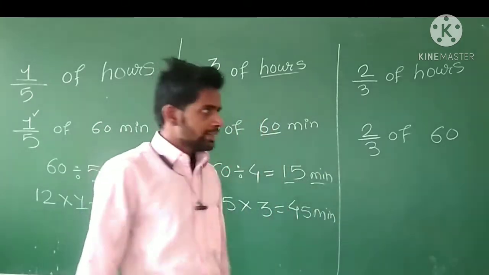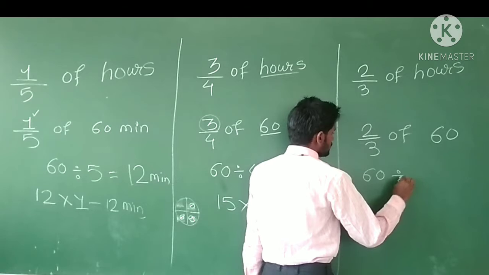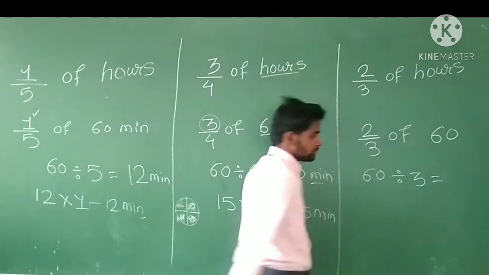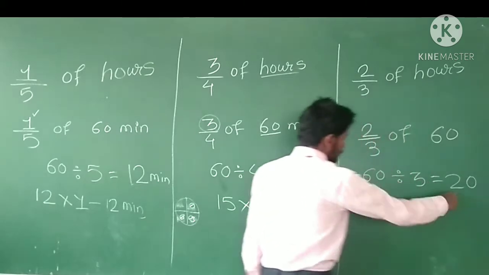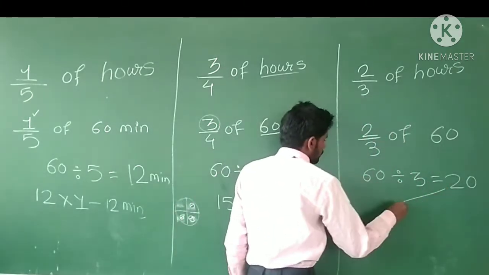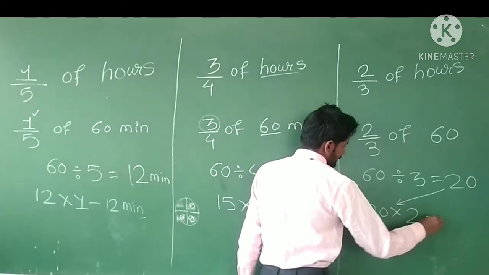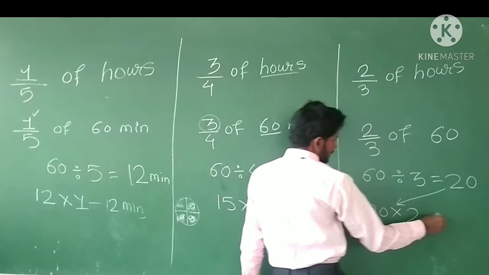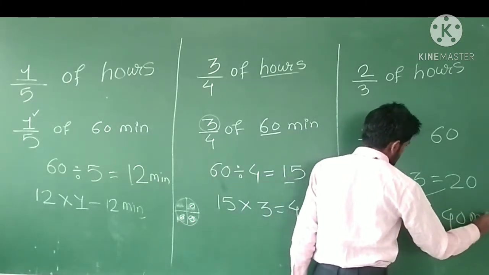So first of all, divide that number by the denominator. 60 divided by 3 is equal to 20. 3 20s are 60, but we want two parts. So 20 को लिखो इधर and multiply with the numerator. 2 से इसको फिर multiply करेंगे, you will get 40 minutes.